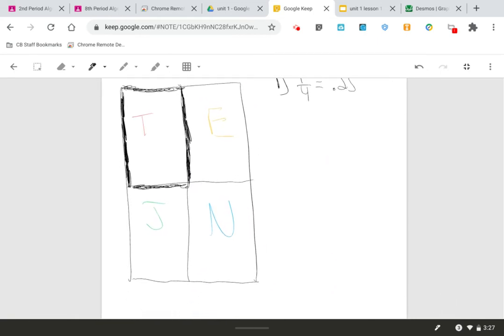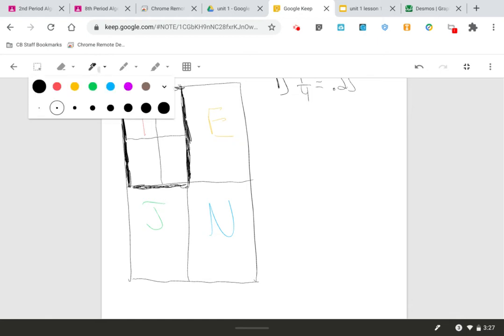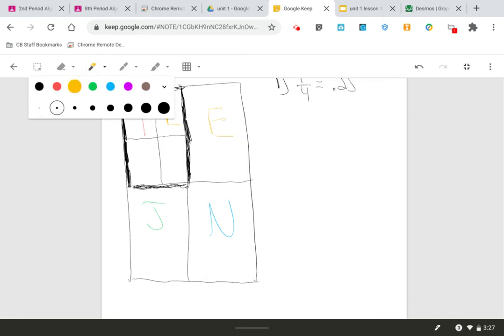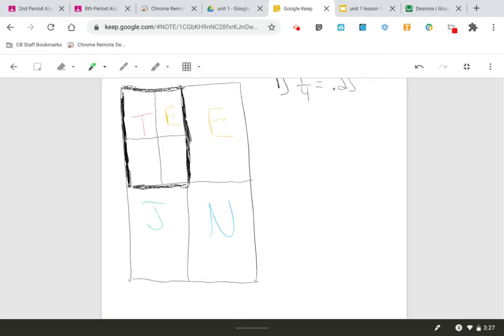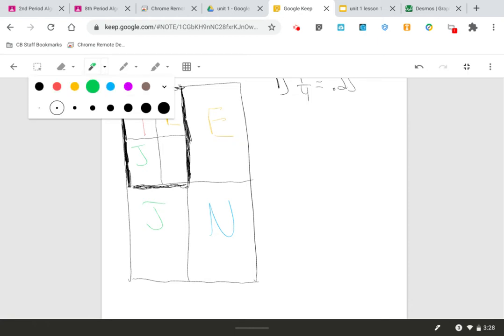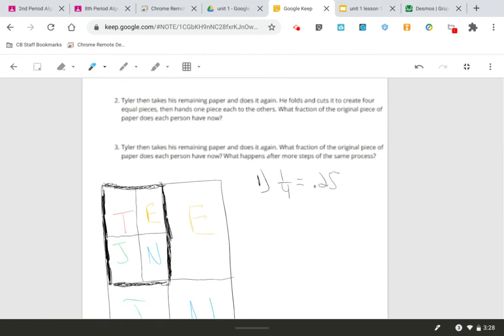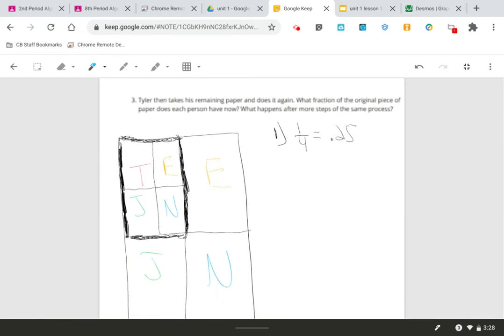So Tyler only has this quarter of a piece of paper left, and what they're saying is he takes that and cuts that into quarters. So he keeps a quarter of that to himself and then gives a quarter of that to Elena and then a quarter of that to Jada and then a quarter of that to Noah.